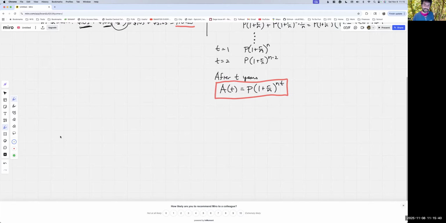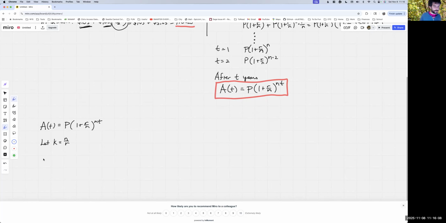So let's do a little bit of algebra here. I'm going to take this formula, A of t is equal to P times (1 plus r over n) to the nt. There are a few different ways to derive this. What I'm going to do is let k equal n over r. It's a little confusing to understand why I'm doing this, but it's just to play algebraically.